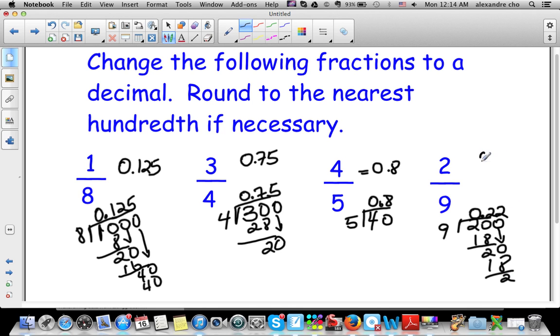So your options are writing it like this, or because the question said round to nearest hundredth if necessary, so you're going to go 0.22, okay, because the second place to the right is your hundredth. Okay, if you didn't know that, it's okay because we're going to review decimals right now. So, but that's how you change a fraction to a decimal.